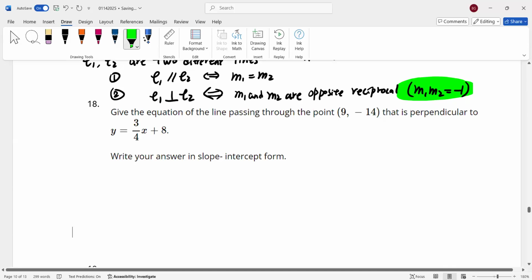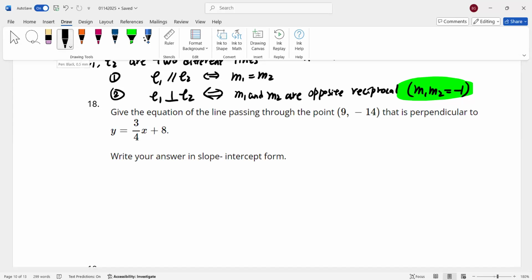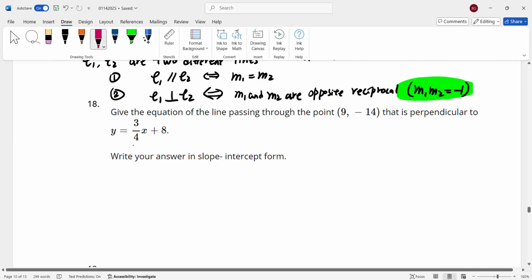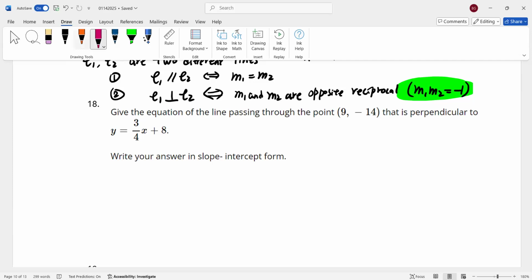Number 18: give the equation of the line passing through the given point (9, -14) that is perpendicular to this given straight line. Firstly, I want to graph what's going on. I'm going to use a black color. In a rectangular coordinate system, since the slope is positive, this is the straight line y = 3/4x + 8. We also have a point, right here, (9, -14). The point is not on the black straight line.